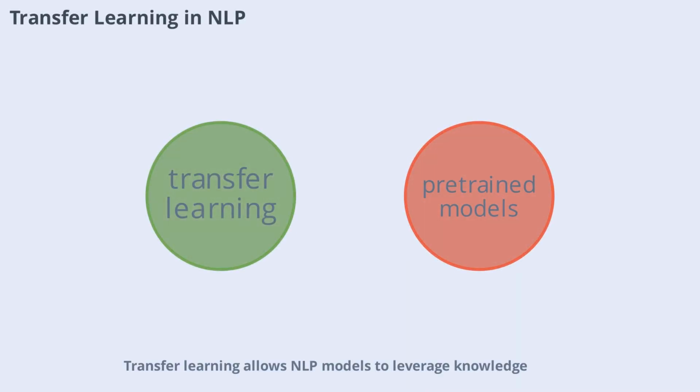Transfer learning allows NLP models to leverage knowledge gained from one task and apply it to another. Pre-trained models like BERT and GPT are fine-tuned on specific tasks, reducing the need for large labeled datasets. Transfer learning has accelerated progress in NLP, making advanced techniques accessible and effective for a wide range of applications.